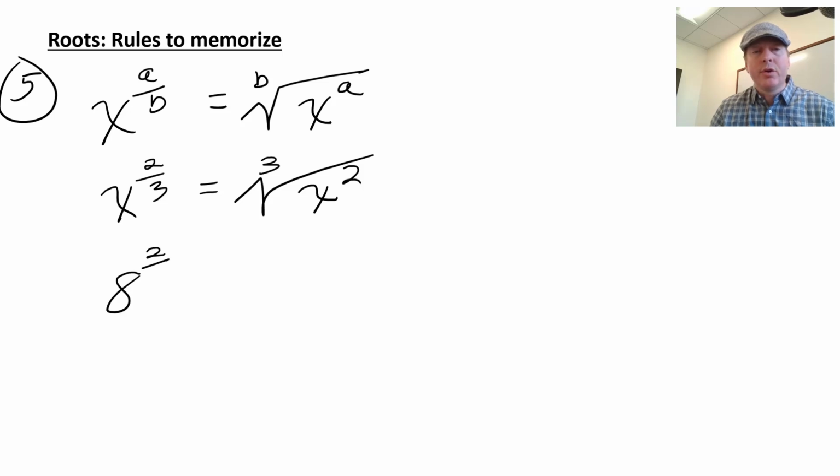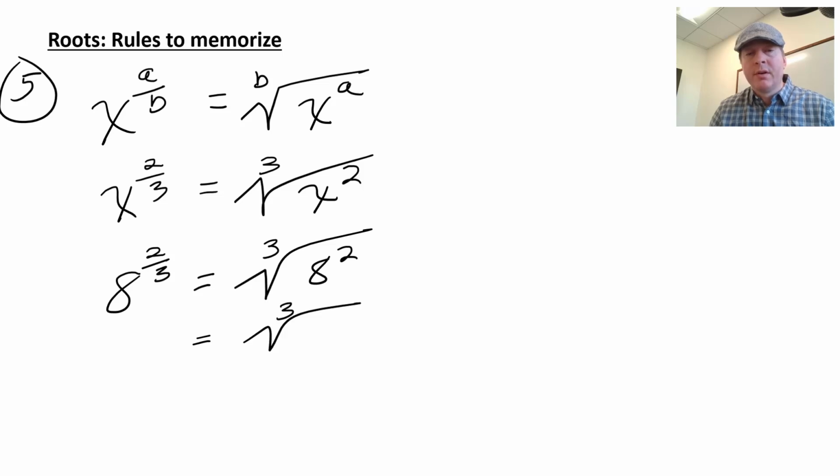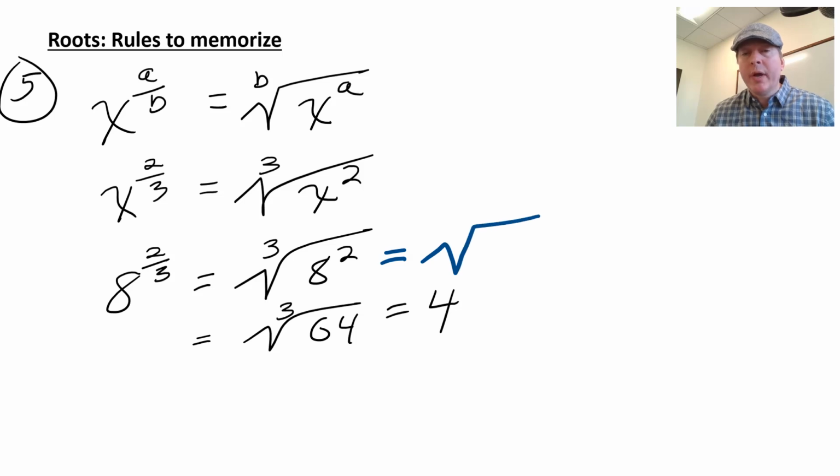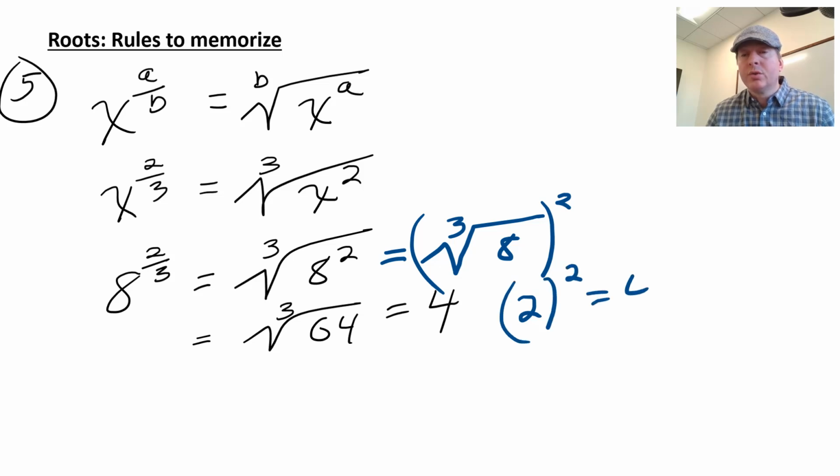8 to the power of 2/3 is the same thing as the cube root of 8 squared, which is what? The cube root of 64, and the cube root of 64 is 4. 4 times 4 times 4 is 64. Let me also point out that the cube root of 8 squared is the same thing as the cube root of 8, squared. And the cube root of 8 is what? The cube root of 8 is 2, so this is 2 squared. This is equal to 4, so it all works out.